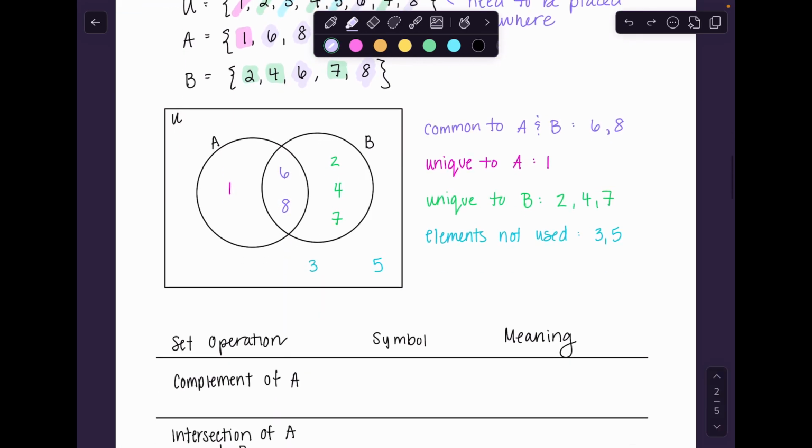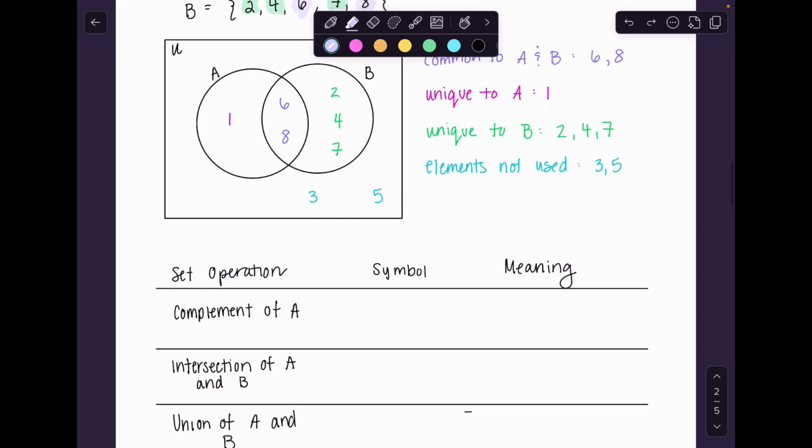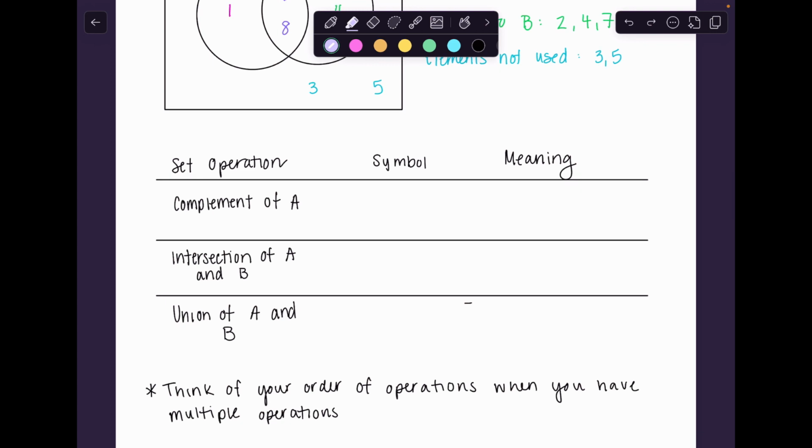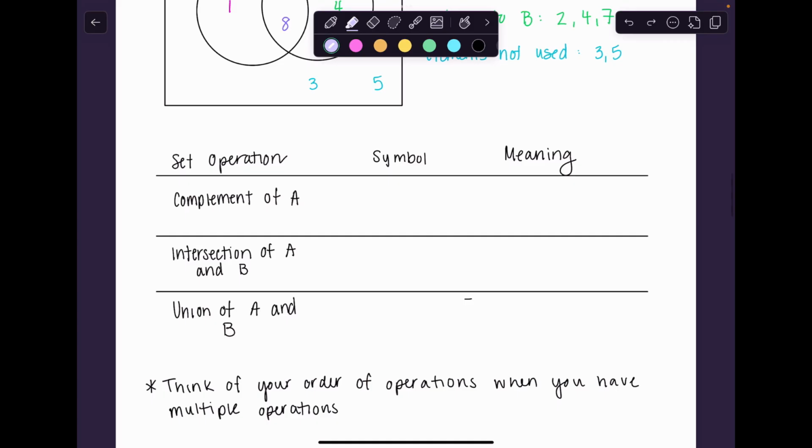Okay? So what we're going to do now is go through all our different set operations, the symbols for them, and what each actually means. And then we're going to try an example with a ton of operations and tie everything together. So first and foremost, we've got the complement of a set A. The way we denote this is it's just dealing with set A, with a mark that's kind of like an apostrophe, but not quite. It's called a prime notation.